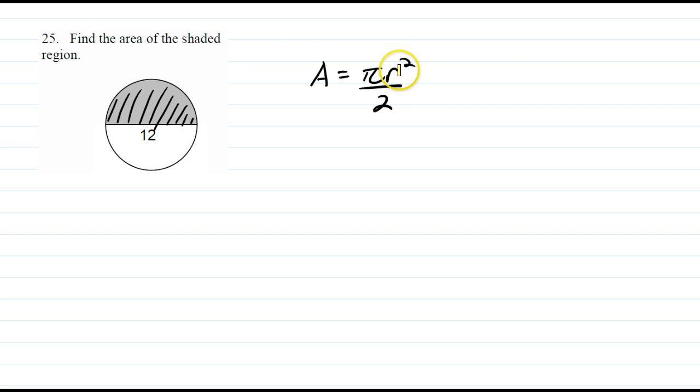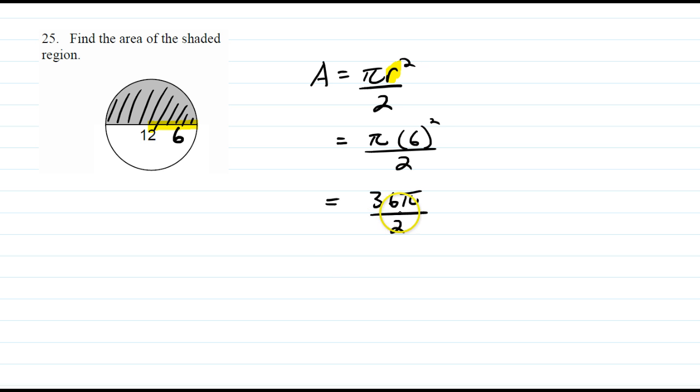So we need the radius. And so the radius goes from the center to the edge. And they tell us that the entire thing is 12, so that means that the radius would be 6. So it's going to be pi times 6 squared over 2. And so we have to take care of the exponent before we divide. And so 6 squared gives us 36 pi over 2.